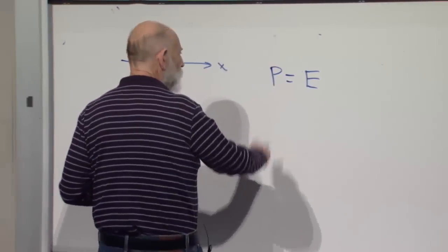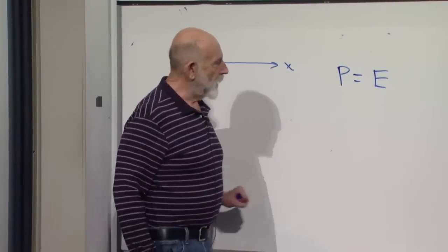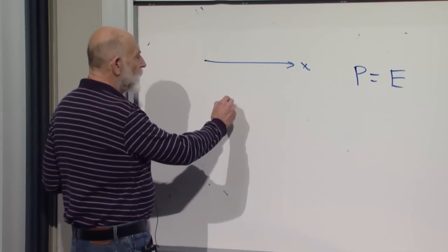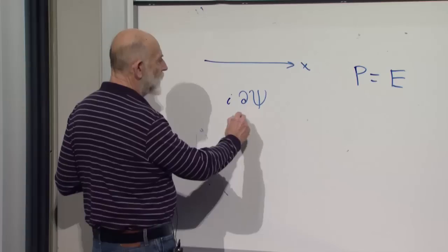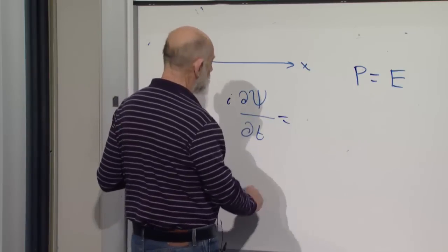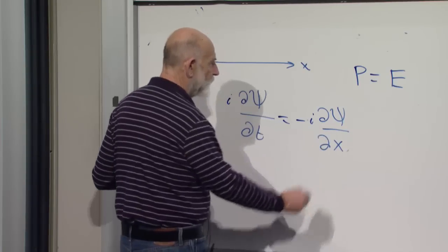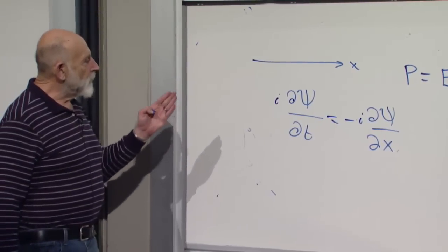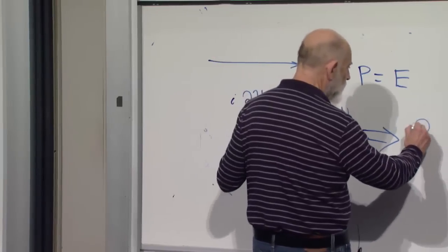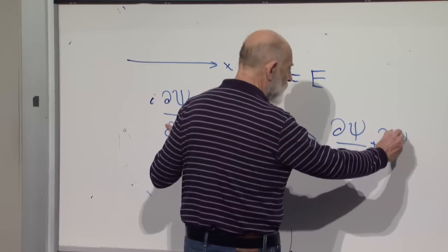So we know what this says. We've actually studied this equation. If we now say that E is equal to the Hamiltonian, and Hamiltonian is i d by dt, it says i d psi by dt, that's H psi, is equal to p times psi, and that's minus i d psi by dx. That's a pretty simple equation. What does it say? It says d psi by dt plus d psi by dx equals 0.